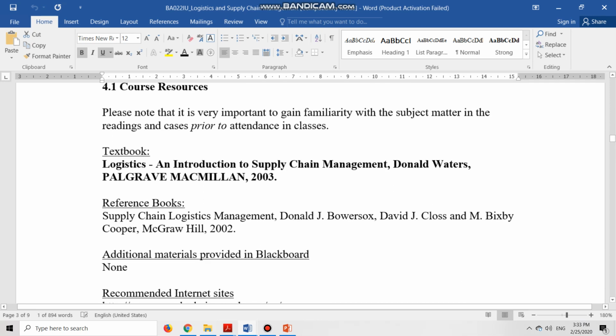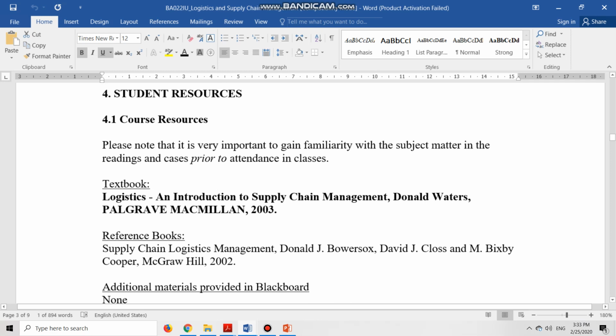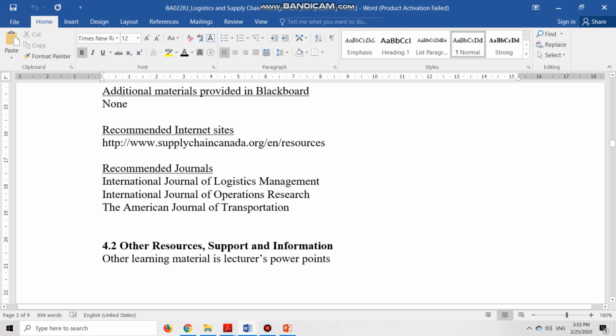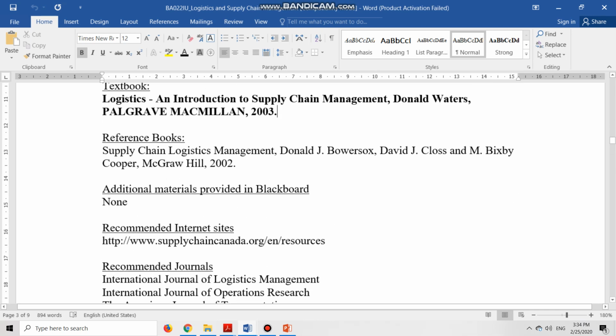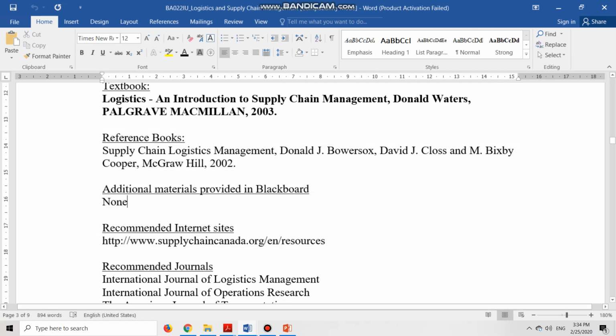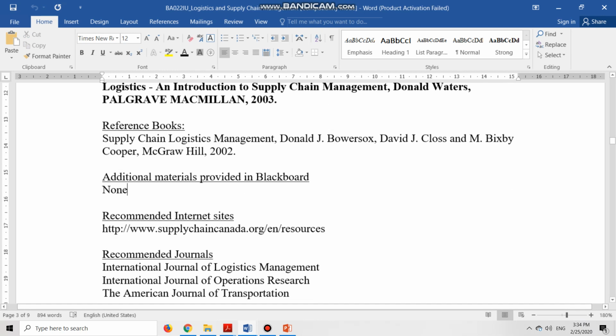And now let's go to the textbook. The main textbook I use for this course is Logistics: An Introduction to Supply Chain Management by Donald Waters. You can borrow this book from the library in our university. And here I also offer you some reference books and other sites or journals. You can read some articles related to supply chain management.